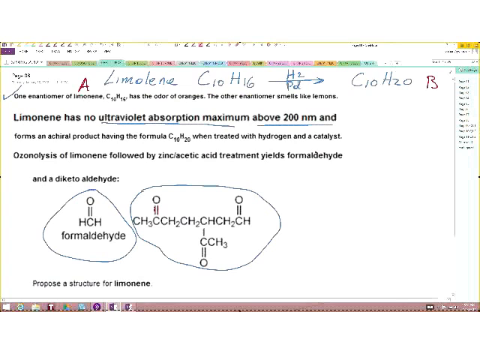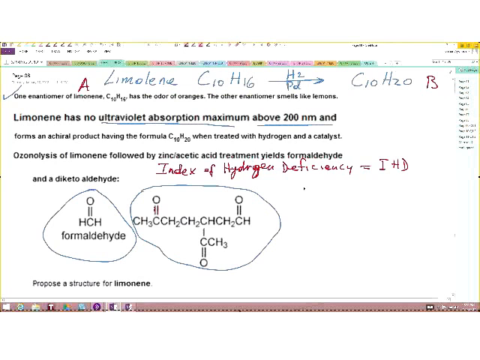Okay? I have a question for you. What is the index of hydrogen deficiency of limonene? Index of hydrogen deficiency, which we call IHD. What is the index of hydrogen deficiency of limonene? What is it? 3? Okay, for those of you who were not in my class last semester, this is the formula for that.